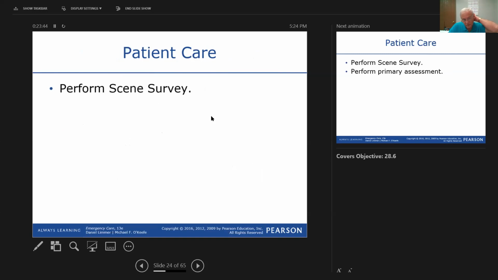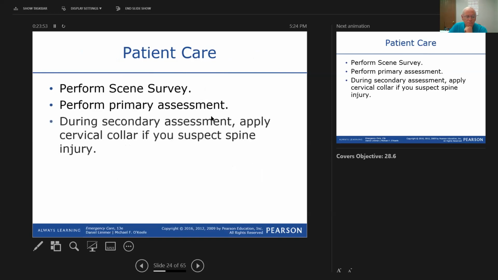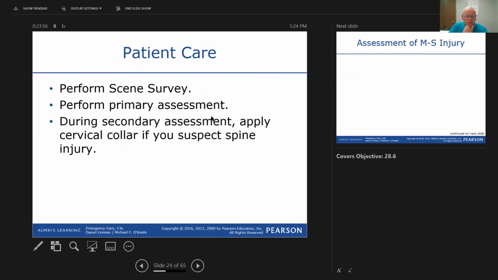So overall patient care, we perform a scene survey as always. Okay, then we do the primary assessment, which is our look for immediate life threats. During a secondary assessment, based on the mechanism of injury, if you think the spine may have been injured, spine injuries is the next lecture, we're going to have you apply what we call a cervical collar. It goes around the cervical vertebrae, the neck. Cervix means neck. And to help start to protect that area of the spine.